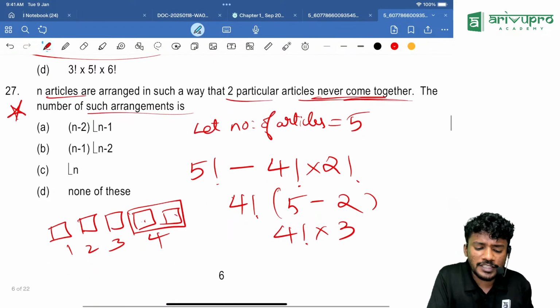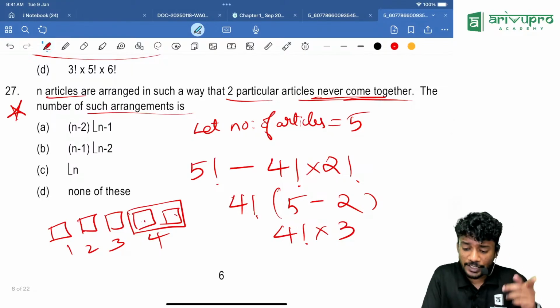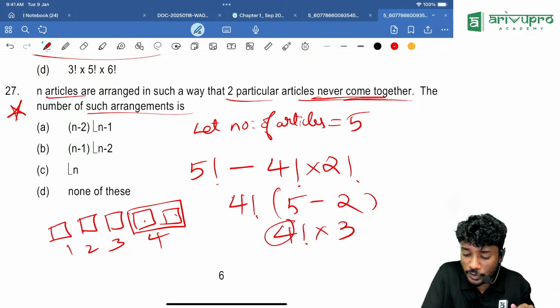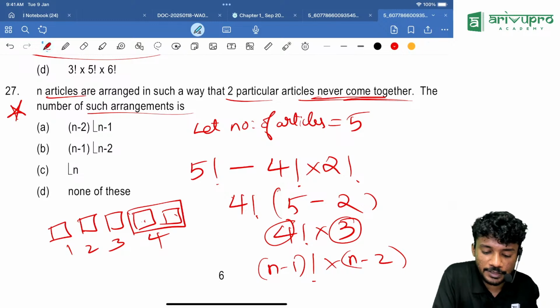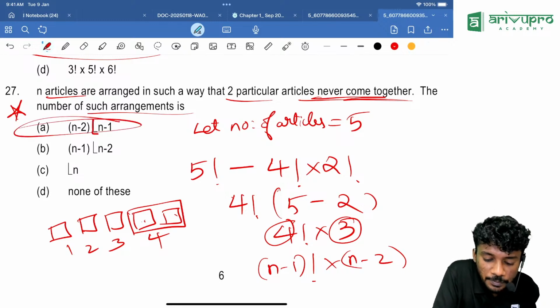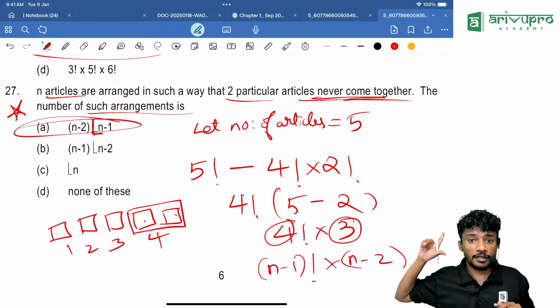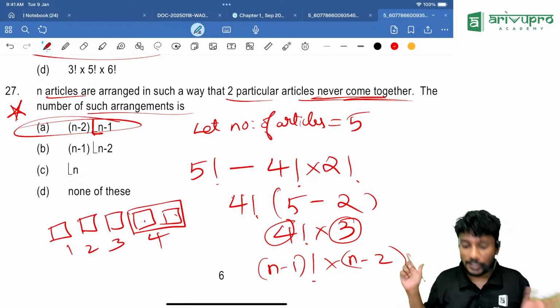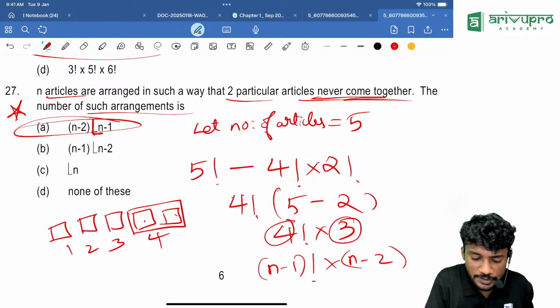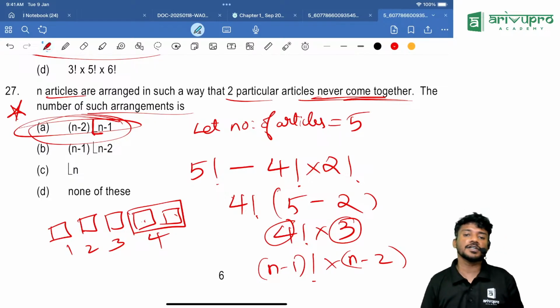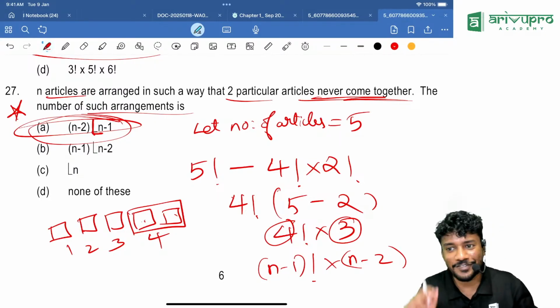Now, what was the value of our n? We are taking it as 5. What is this 4 then? N minus 1 factorial, right? Into what is this 3? N minus 2, right? What is the answer? Option A. You see the symbol? What is this? Factorial. So what is the answer? Option A is our answer. Got the point. It's a very good question.